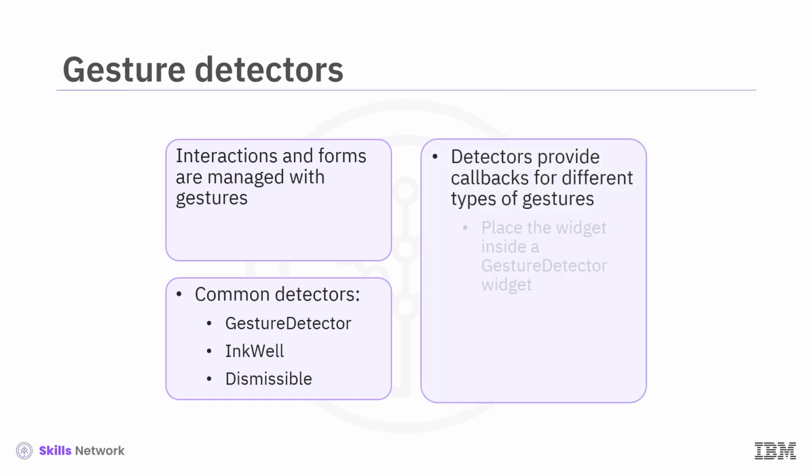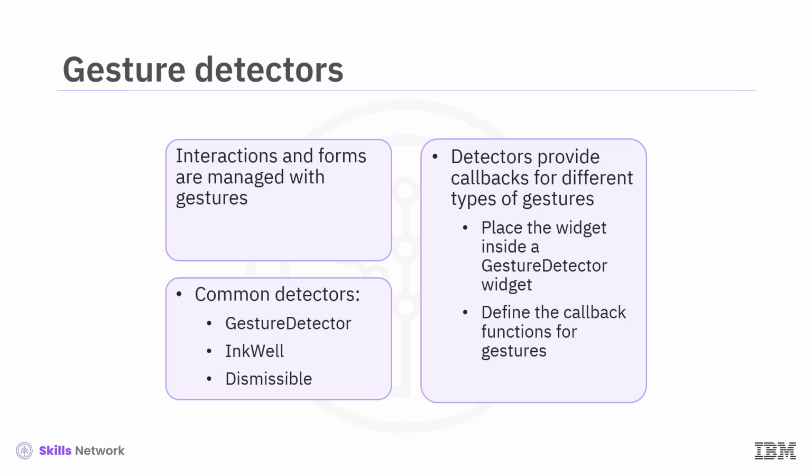For example, you can handle a tap by placing the widget you want to detect gestures inside a gesture detector widget. Then you define the callback function by providing functions for the gestures you want to handle, such as on tap and on double tap.